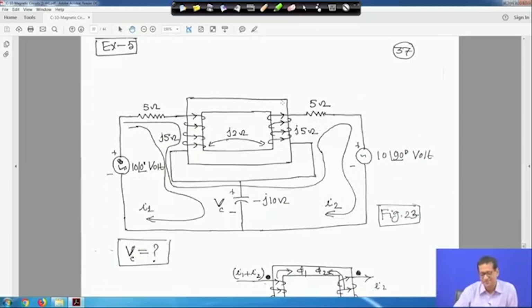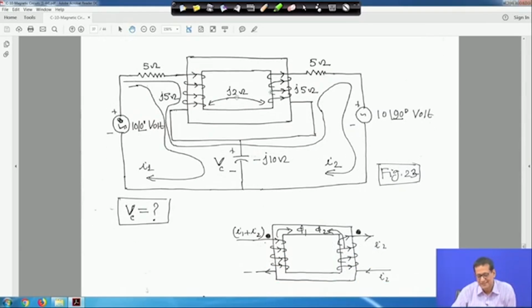Now example 5, this problem I have taken from one book. You have to see how things are. The direction of the current was not marked in the book, this I have made, and this is 5 ohm, and the self reactance here is also 5 ohm, and here also 5 ohm, here also reactance 5 ohm, the mutual reactance is j2 ohm, it is given, and here the voltage is given 10 angle 0 degree, here it is given 10 angle 90 degree volt.